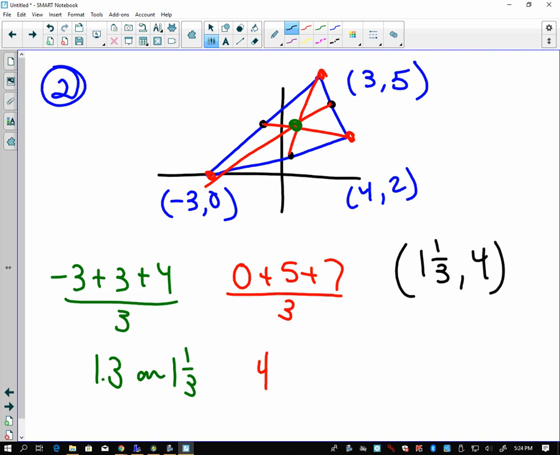I'm going to hit pause for a second just to double check that information. Yeah, that absolutely will work on your test. So add up your 3 x coordinates and divide by 3, add up your 3 y coordinates and divide by 3, and that's going to give you the coordinates of your centroid. If you can show me that work, you're good to go.